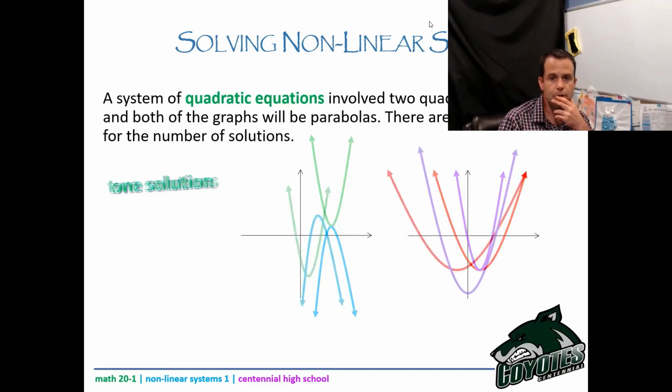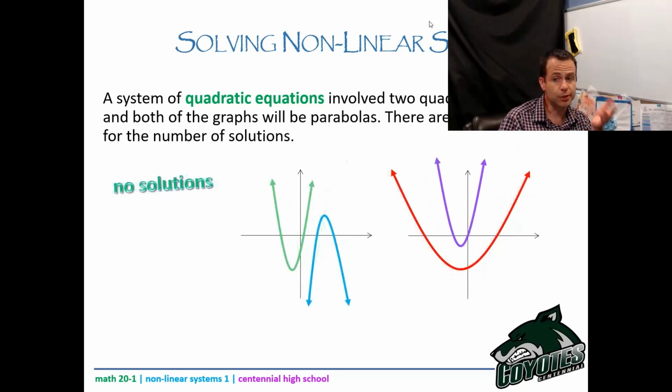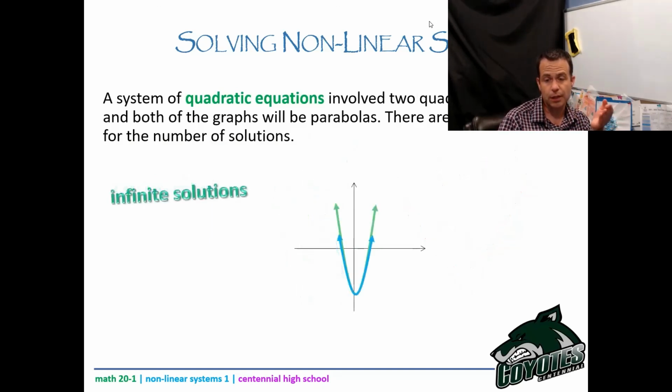Okay. We could have 2 solutions, and I've shown you a couple of examples of that. So both of these intersect each other twice. We could have no solution. So a couple of examples of that. And then because it's a quadratic with a quadratic, we could have infinite solutions as well, if those quadratics were directly overlapping, if they were right on top of each other.